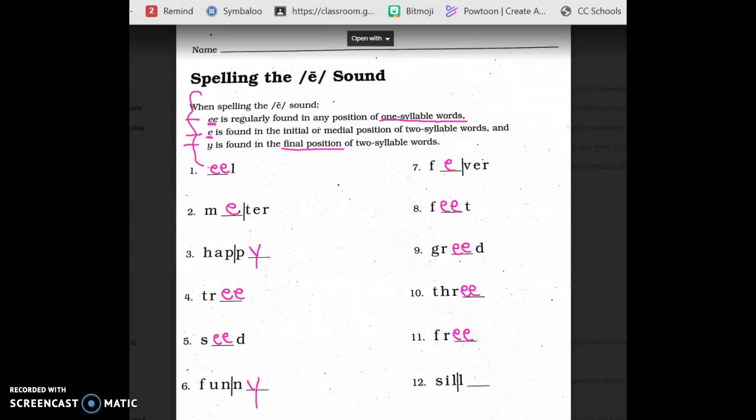Last one, silly. We have a final position there with the E sound, so we're going to put a Y. Okay, that was a short lesson.